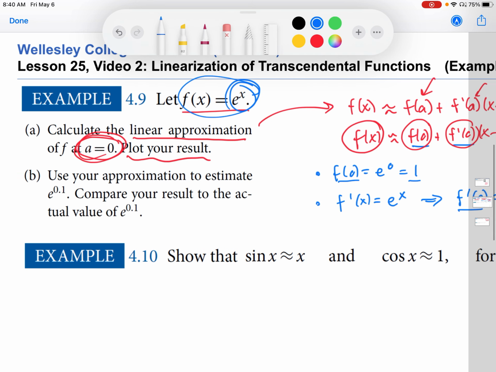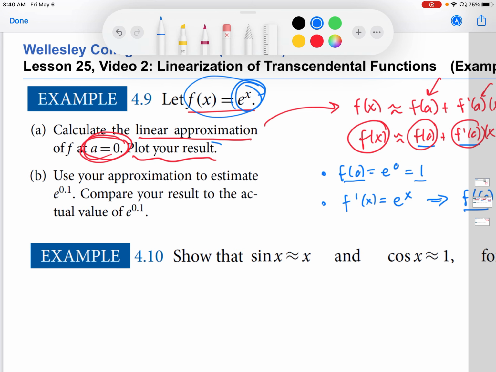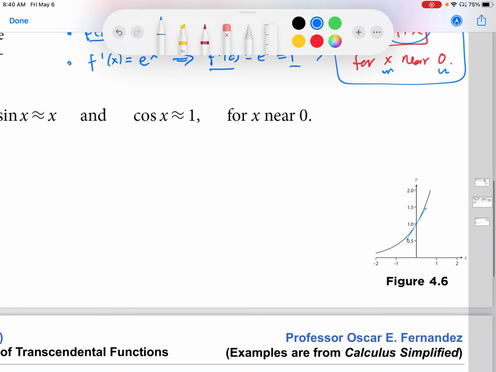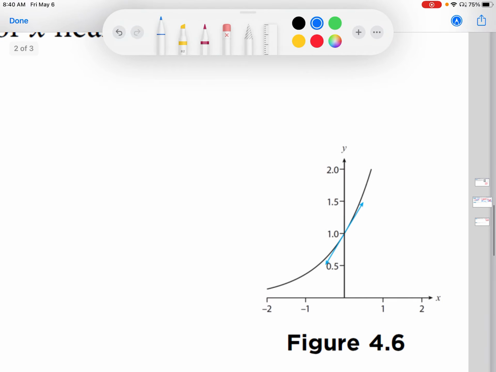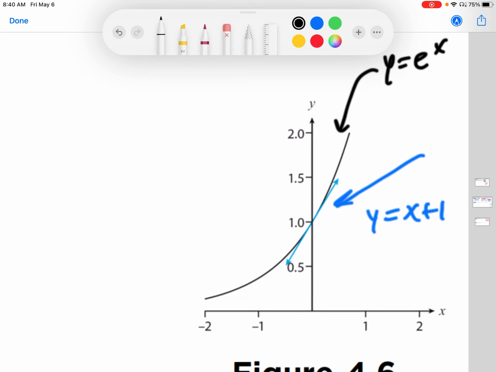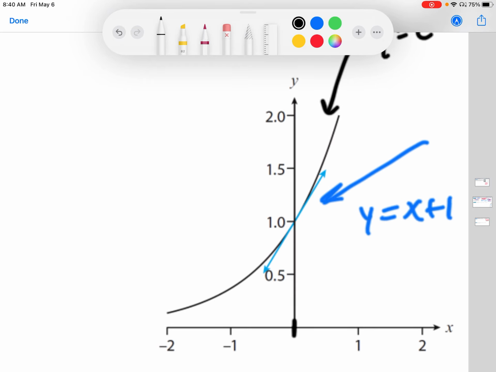And so part B of this question says plot the result, right? I want to visualize that. So I've put in here, I'm going to zoom in, figure 4.6 from the book. You can see that this line in blue is the graph of y equals x plus 1, right? That's the linearization we just calculated. You can see that over here in black is the graph of y equals e to the x. And if I zoom in a lot, 0 is over here.